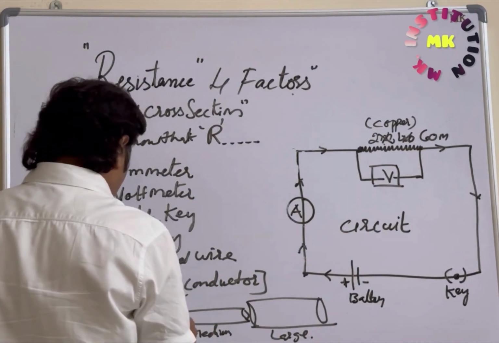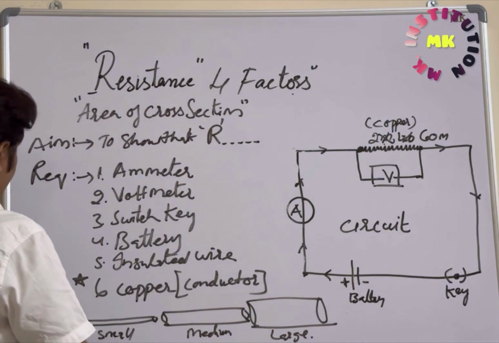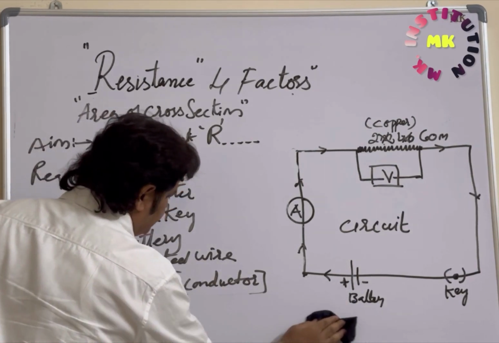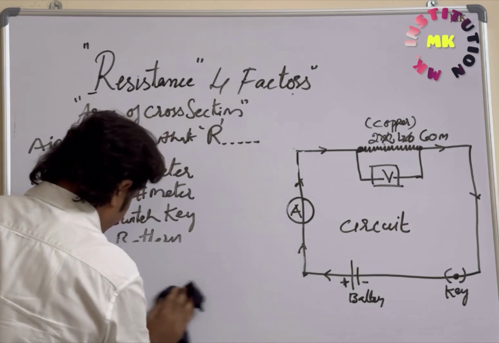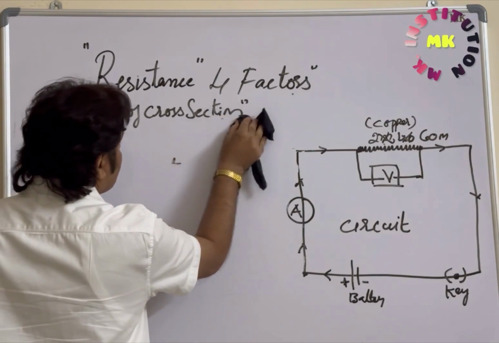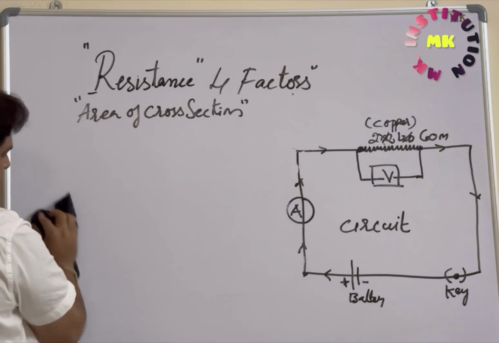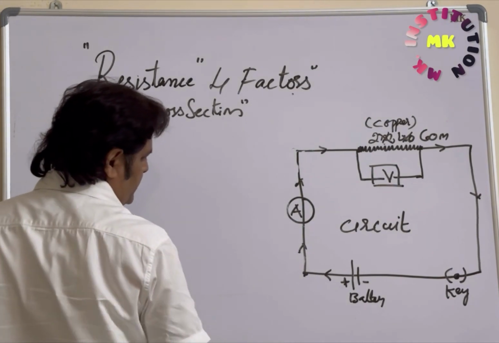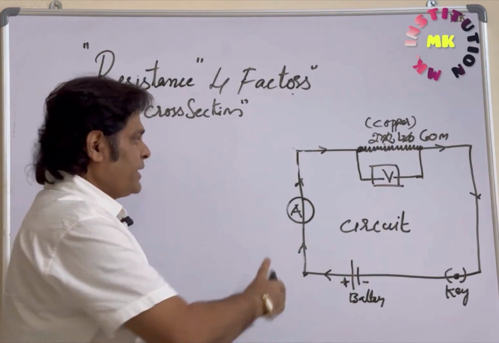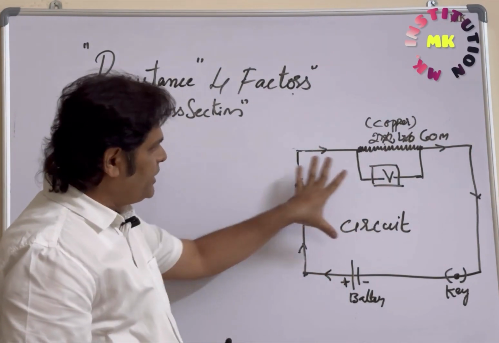So then what is the next one? Procedure. The next step will be the procedure. Arrange the apparatus as shown in the figure. Clear? What should be the first point in the procedure? Arrange the apparatus as shown in the figure. So arrange all the required apparatus in the proper way, as shown in the figure. You have to draw the figure.